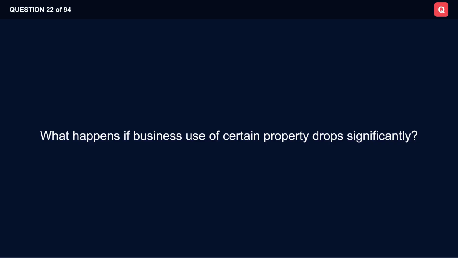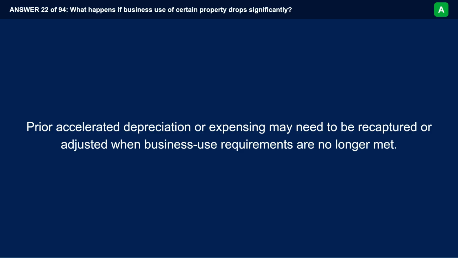What happens if business use of certain property drops significantly? Prior accelerated depreciation or expensing may need to be recaptured or adjusted when business use requirements are no longer met.